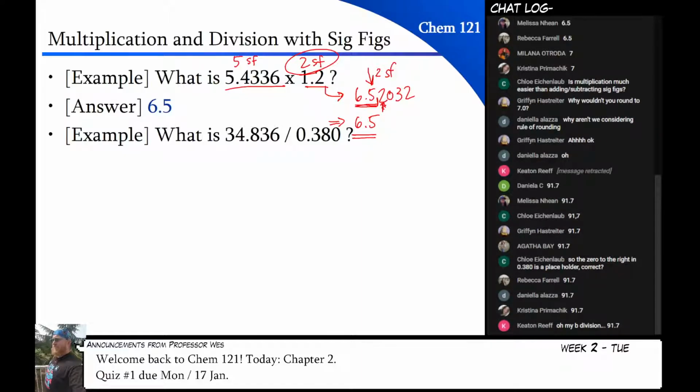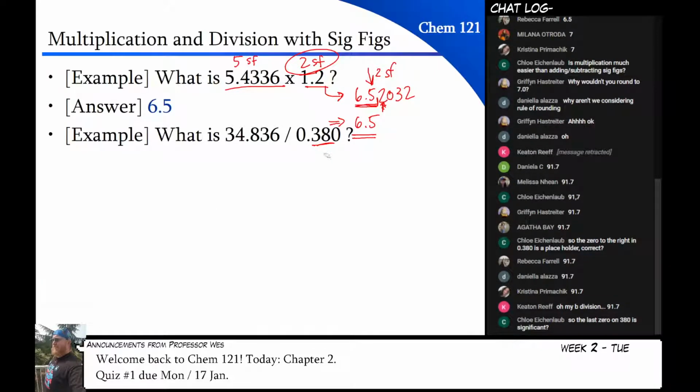Remember the decimal rule. So here's my decimal. Here are my sig figs. All numbers to the right of those are also sig figs. That last 0 on 380 is significant. Yes, that's correct. We're going to punch this into the calculator. And my calculator gave me this answer. There we go. So this is the result that the calculator gave me.